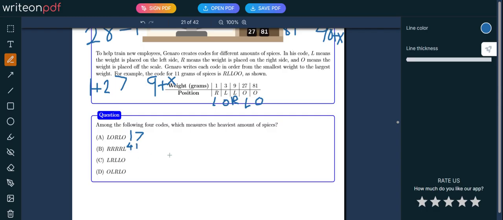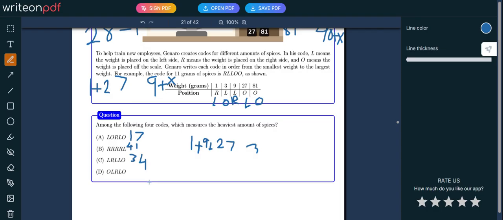Now we have left, right, left, left, off. So we have 1 plus 9 plus 27, and then we have a 3 here. 27 plus 9 is 36. 36 plus 1 is 37. 37 minus 3 is 34.